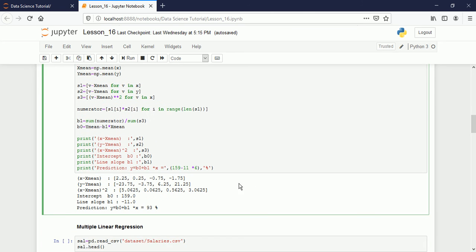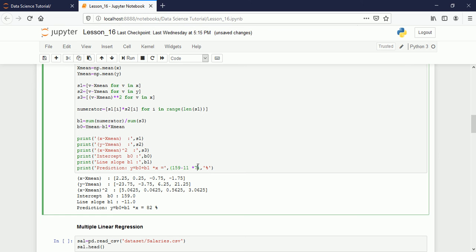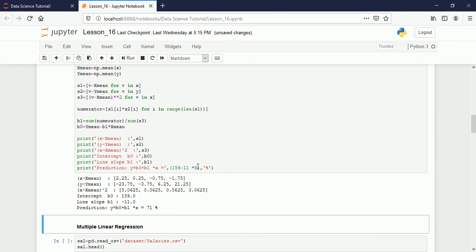So now let's see if the person is sleeping for 7 hours, how much will he be getting? 82. If the person is sleeping, for example, for 8 hours, how much? 71. The model is predicting these values for us. I hope you understood this.